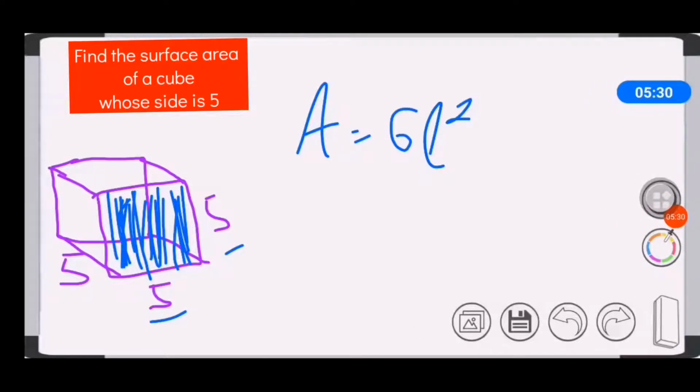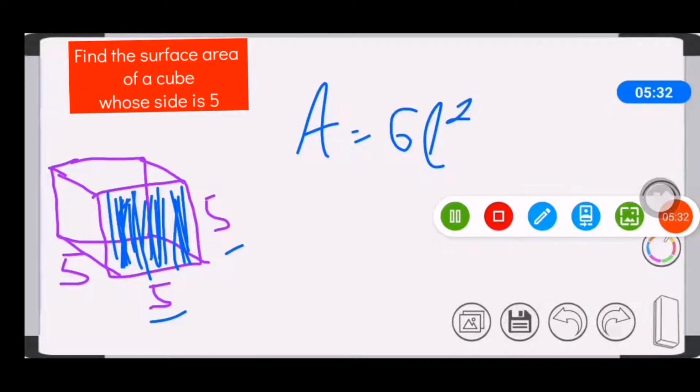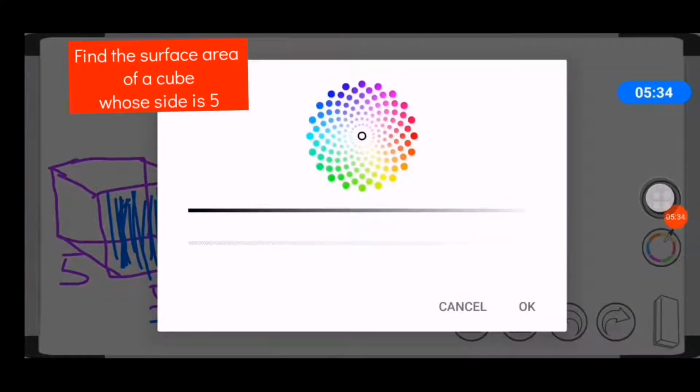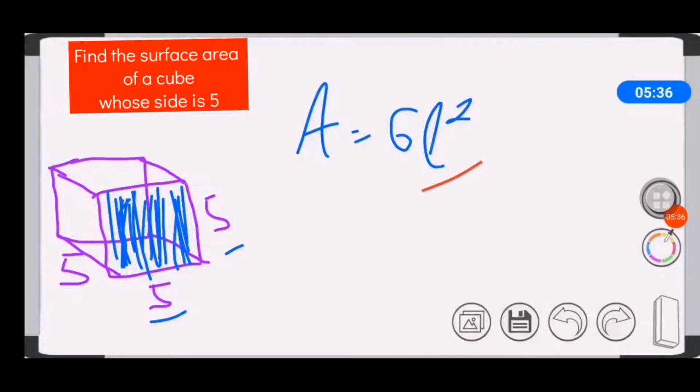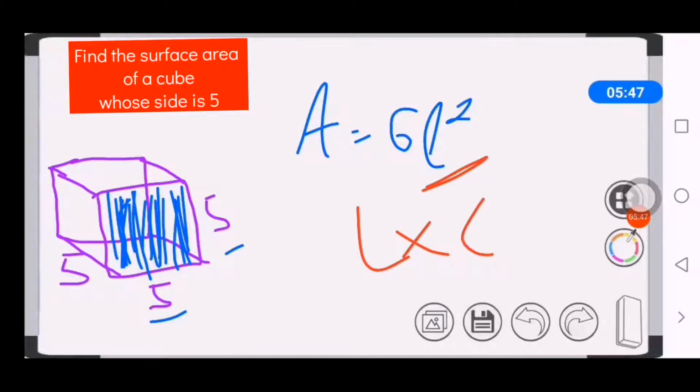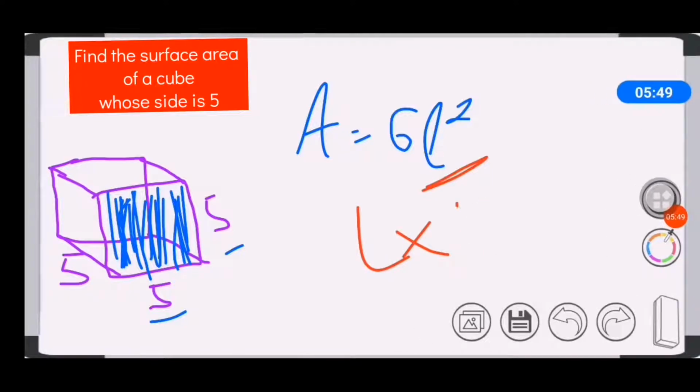So we are just multiplying the area of one face, which is length times length, 5 times 5, which is 5 squared, right? So instead of writing L squared, we can write L times L, then we multiply that by 6. It is still correct. L times L is the area of only one face. Then the 6 refers to all the 6 faces.